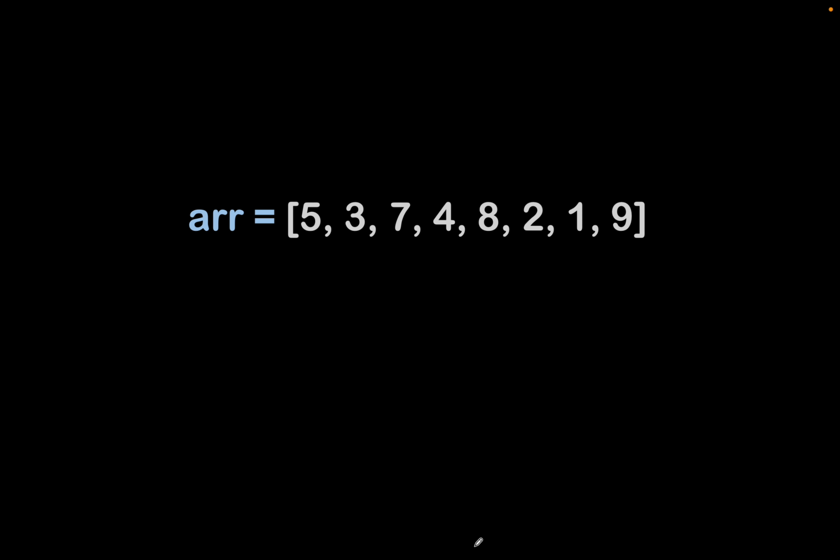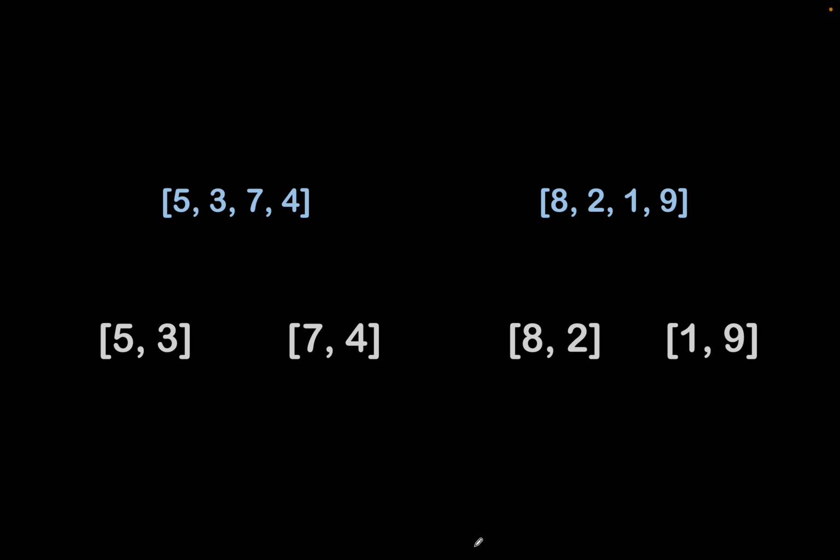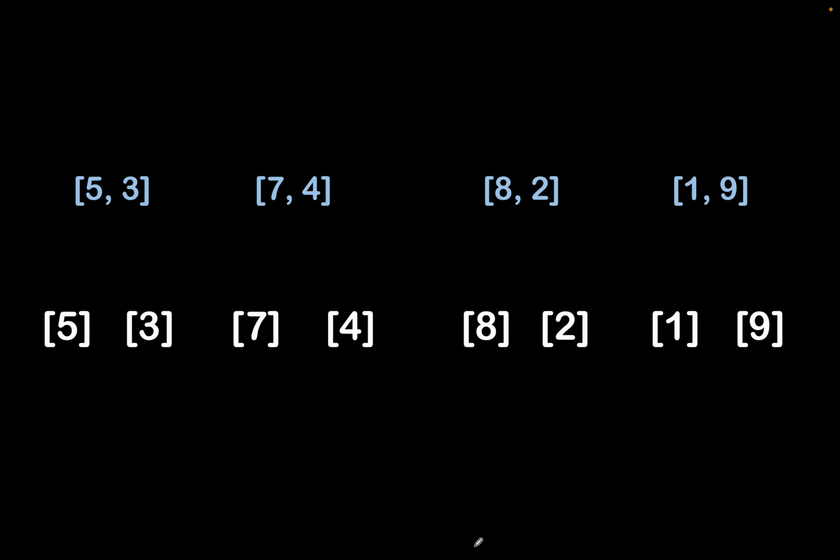Now, how can we sort ARR using merge sort in ascending order? What we have to do is divide the array continuously using recursion until we just have one element in each array. Let me show you how we can do that. Divide this array into two halves and then divide those halves further into two more halves, and then further, until we just have one element in each array.